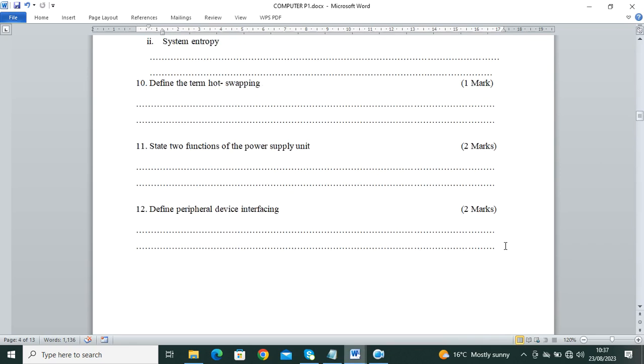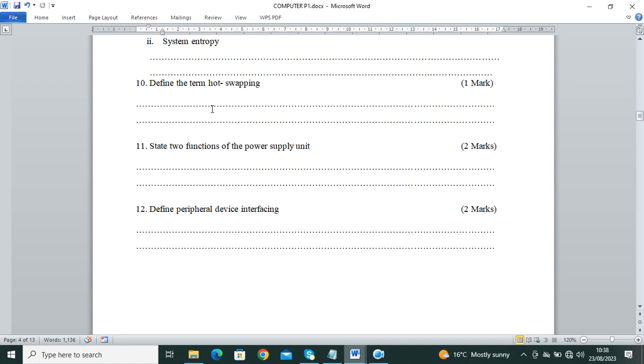Define the term hot swapping. Another examiner will ask you, what is plug and play? Just like, guys, you take your flash disk, insert it into a computer, and immediately you access the stuff in your flash disk or in your USB. So, what is hot swapping? That is in Form 1.